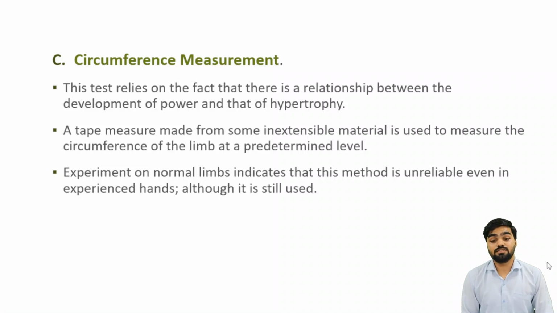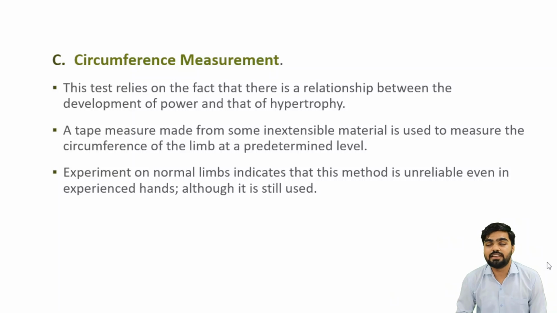Later on, circumference measurement. Here we have completed the functional test, the test of joint range, and the test of neuromuscular efficiency, and now we are moving to circumference measurement. In circumference, we measure the circumference of the muscle belly to see if the muscle is getting atrophied, getting hypertrophied, or is normal. We will compare both sides at the same muscle level by circumference measurement. This test relies on the fact that there is a relationship between the development of power and hypertrophy. Like if power increases, your muscle might hypertrophy.